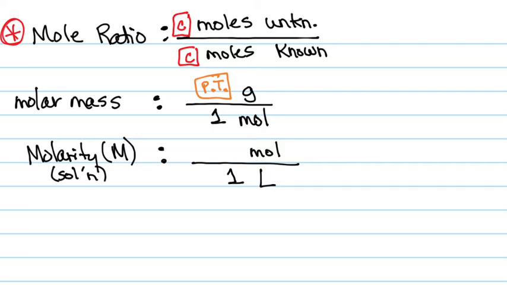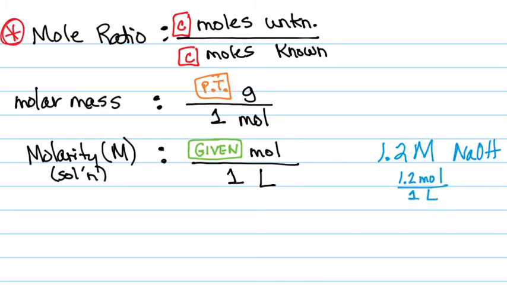But what number would go with moles on top? This value is typically going to be given within the problem. So the number with moles would be given within the problem, but you might see within a problem something listed like 1.2 capital M NaCl or NaOH. Well, that capital M means moles, and you would just write it down in your notes as 1.2 moles per liter. That's how it translates.